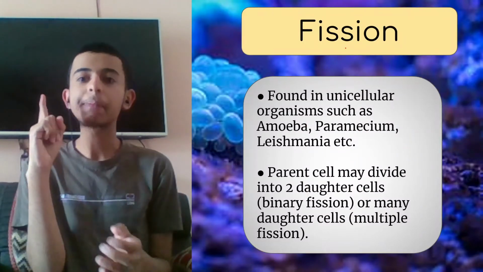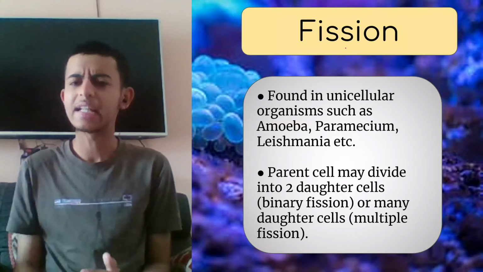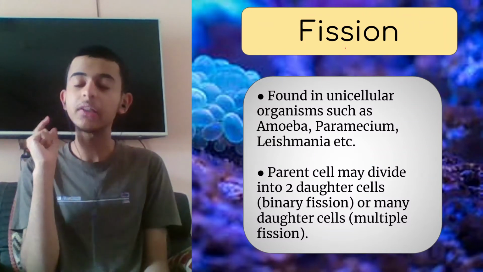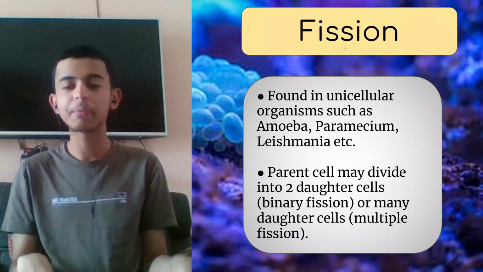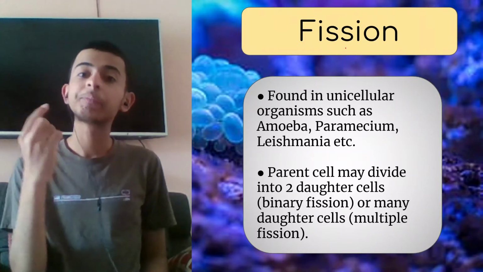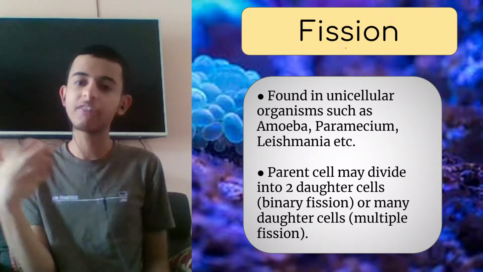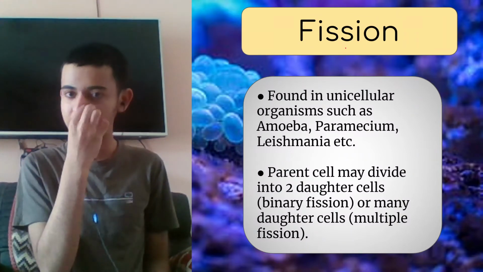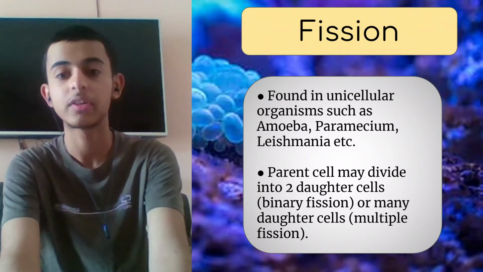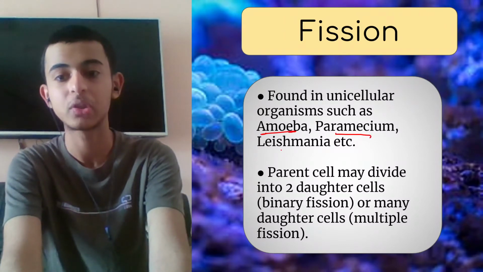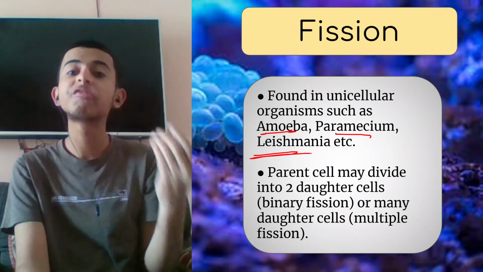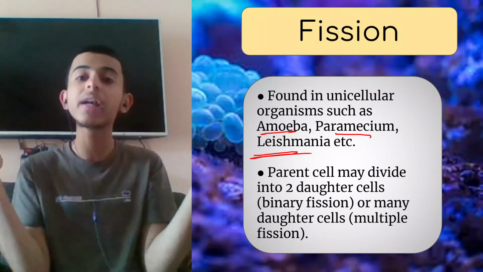Now, the first type is fission. What is it? Fission is a type of reproduction which is found in unicellular organisms. Unicellular means the organisms which are having only one cell. And one cell is responsible for all the functions in the body of that particular organism. For example, I can say amoeba, paramecium, leishmania. These are the organisms which undergo fission. They divide or they reproduce through fission.